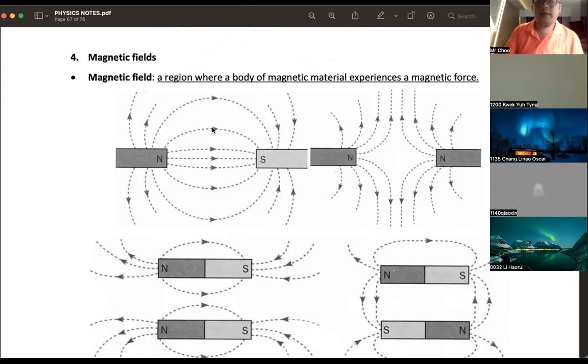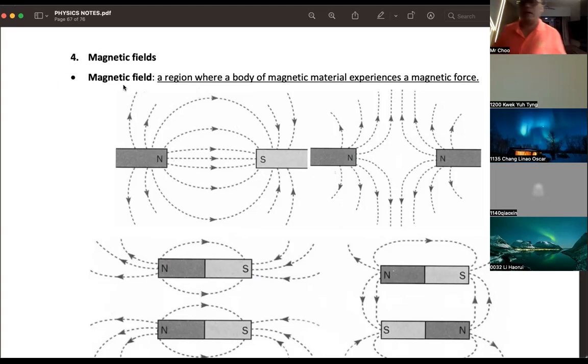Okay, so the idea is for magnetic field lines. Previously, you learned electric field lines, right? They are all the same. An electric field line moves from plus to minus. So for a magnetic field line, it actually moves from north to south. Okay, so far.